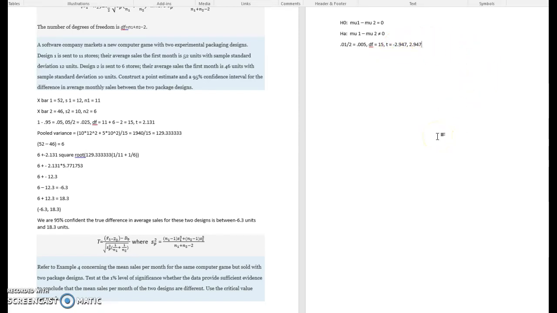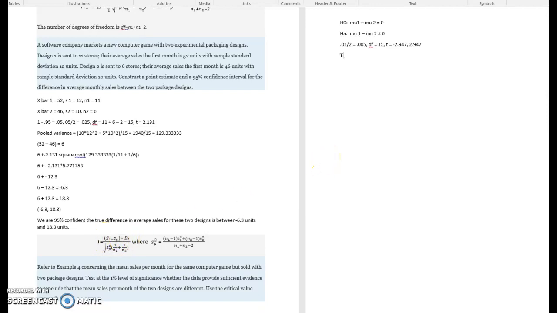All right, so with that in mind, let's do our test statistic. Now, since we've already done the prior example, we can save ourselves some work. Let's look at our test statistic. We actually already did the pooled variance in the last example. There it is right there, 129.33333, so we don't have to do that calculation again. And we've actually already done this bottom part and this part right here already.